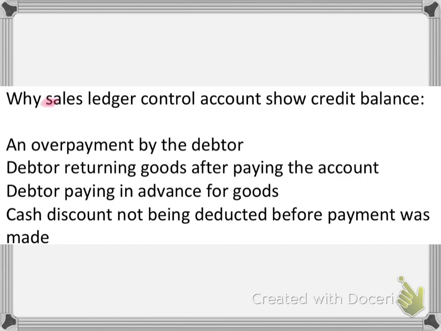Now, why does the sales ledger control account show a credit balance? So first, it's just the opposite of the purchase ledger control account points. So here the overpayment is made by the debtor. The debtor is returning the goods after paying the account. The debtor is paying in advance for goods, and the cash discount is not being deducted before the payment was made.